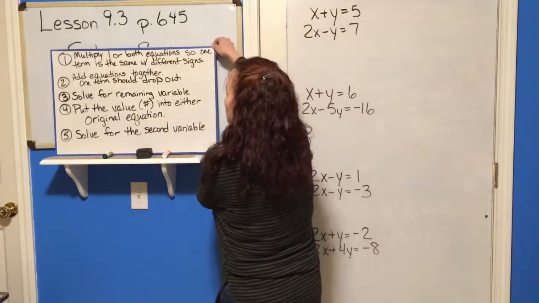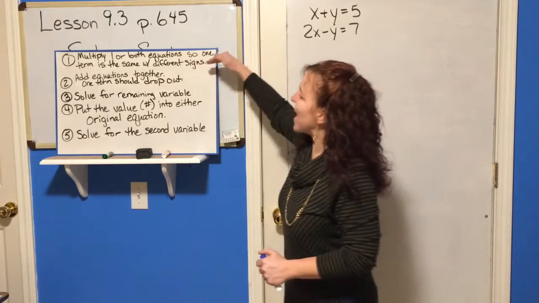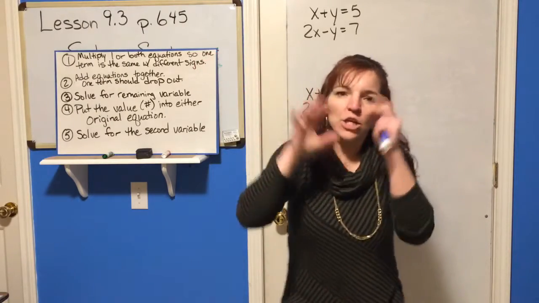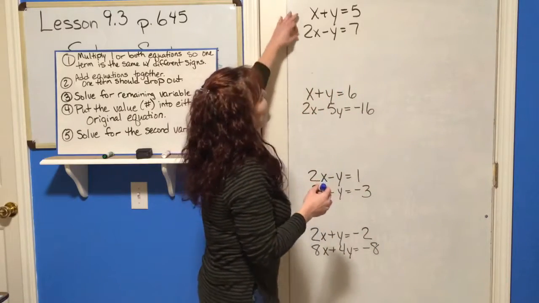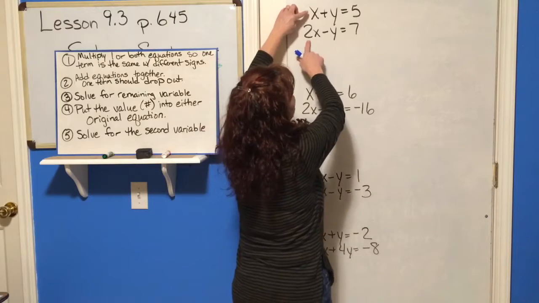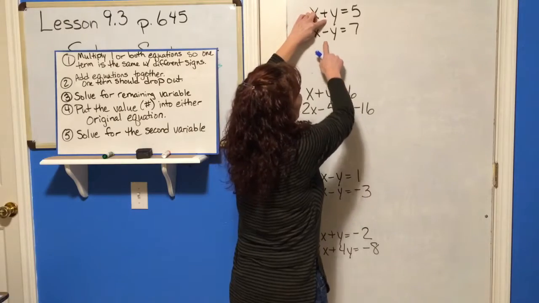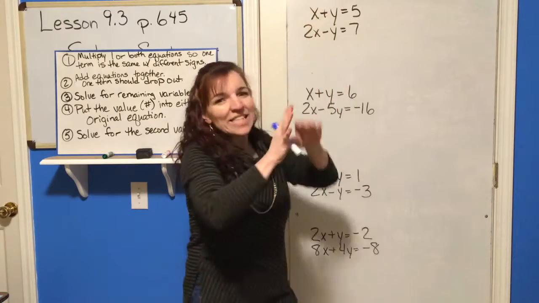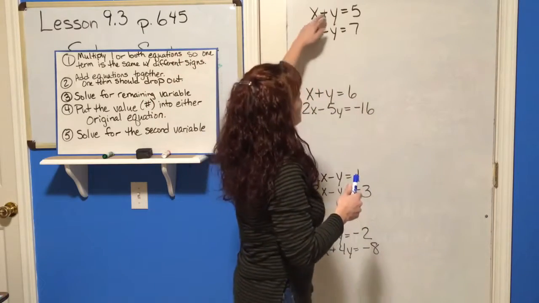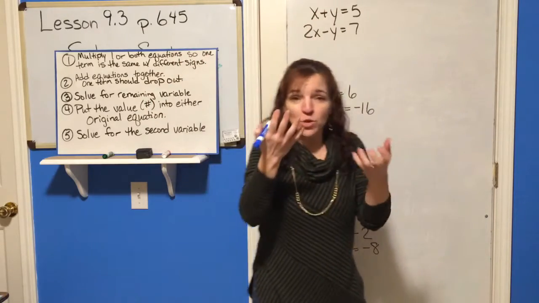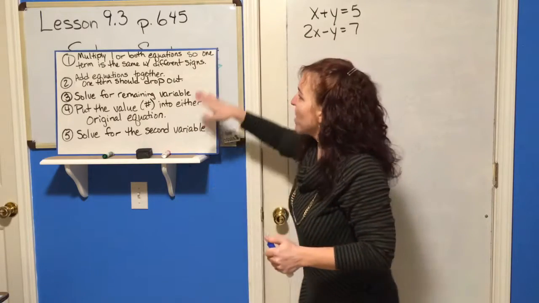Step 1, multiply one or both equations so that one term is the same with different signs. So here's what we're going to do, and usually the first one is the easiest. If we look at these, you're going to look at your x terms. This one is x, and this one is 2x. With your y terms, this one is y, and this one is negative y. So we can see that step 1 actually in this case is already done. You've got a positive y and a negative y. The terms are exactly the same except for opposite signs. Okay, so that's step 1.